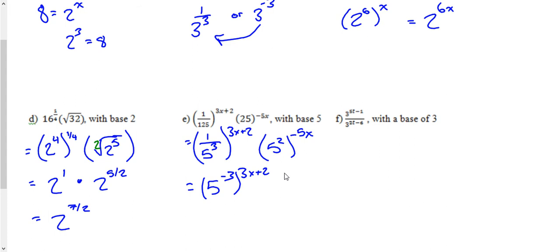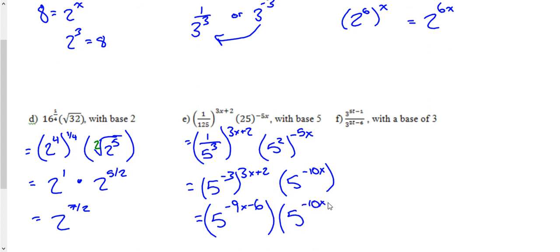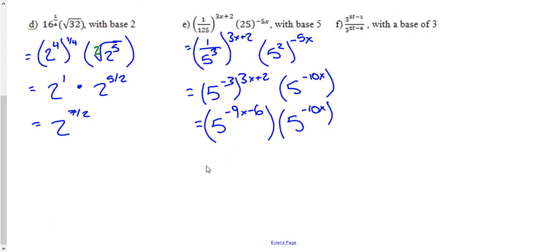And over here, I'm just going to multiply out, so this is now 5 to the negative 10x over here. Down here, let's continue to simplify. So we have 5 to the negative 9x minus 6. And of course, we already had this 5 to the negative 10x. And of course, what do we do once we have common bases and we're multiplying? We're really just adding. So let's add up our exponents. And so this gets us to base 5 to the negative 19x minus 6. And so that's e there.